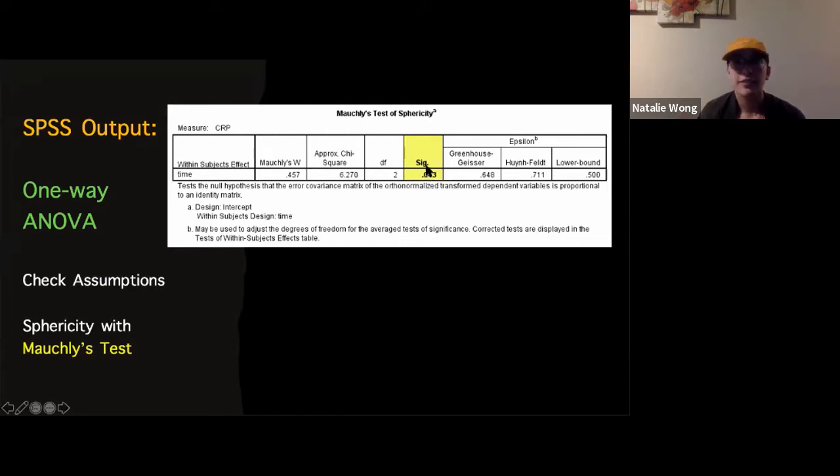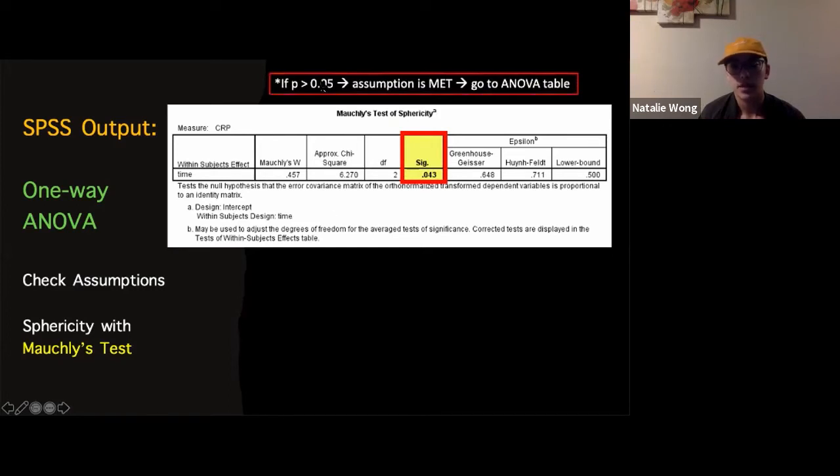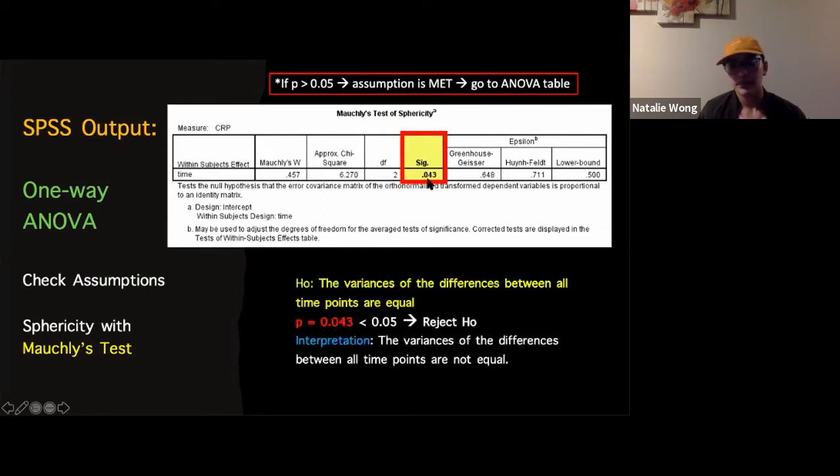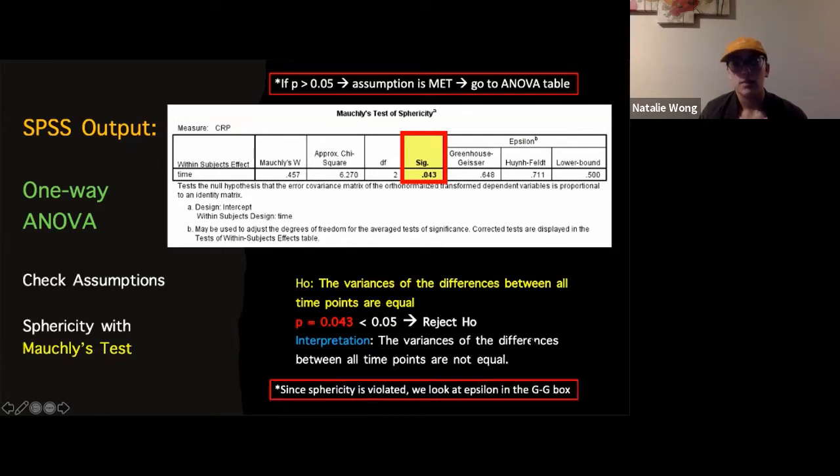If the variances of our differences are relatively equal, then we usually will get a p-value greater than 0.05. In this scenario, we have a p-value of 0.043, which is less than 0.05. So this would be an example of when we have violated sphericity. If p is greater than 0.05, we just accept that we've assumed sphericity, and then we go straight to the ANOVA table. If we have violated it, like in this case, we can argue that the variances of the differences between all of our time points are not equal. And then we have to do a couple of extra steps.